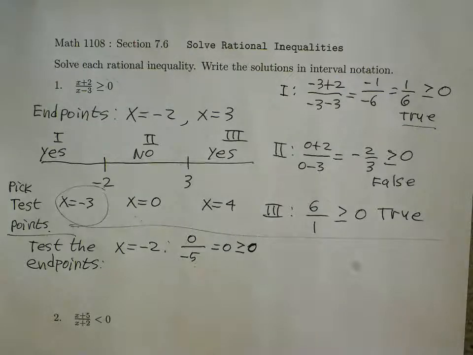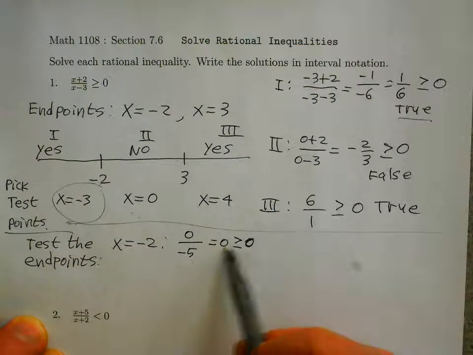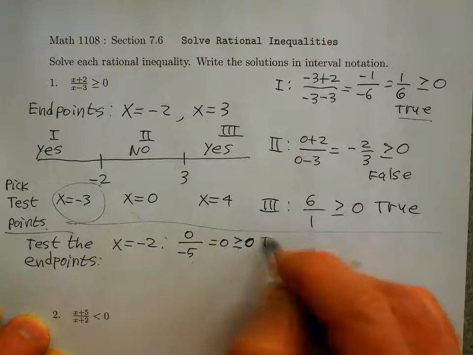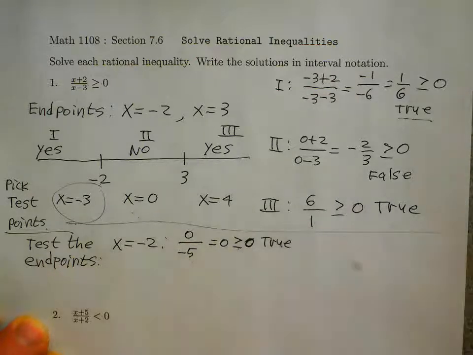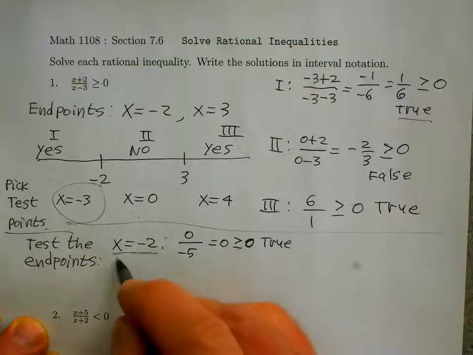It's true. It's the "or equal to 0" that makes it true. Of course, 0 is not greater than 0, but is 0 greater than or equal to 0? Since 0 is equal to 0, the "or equal to 0" makes it true. So that means we're going to include that endpoint.